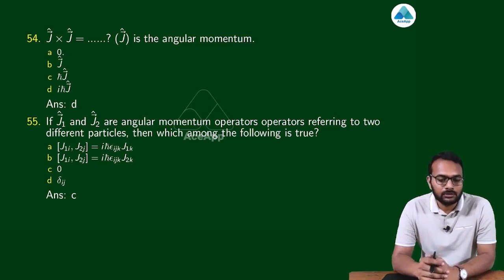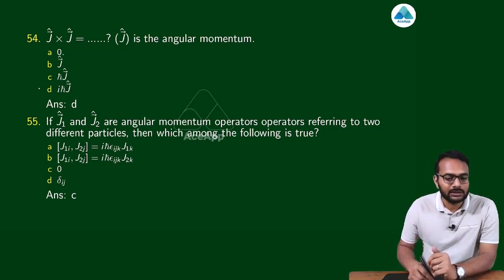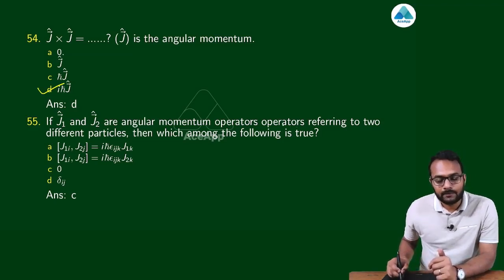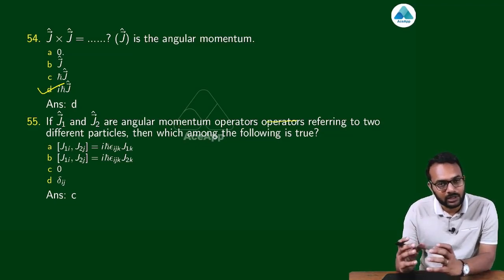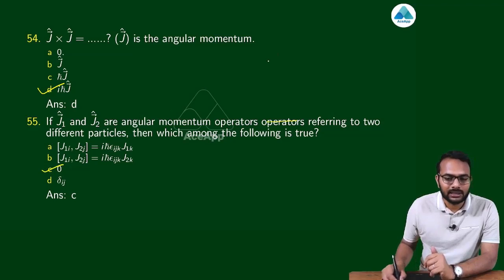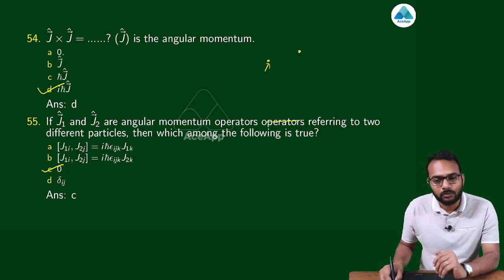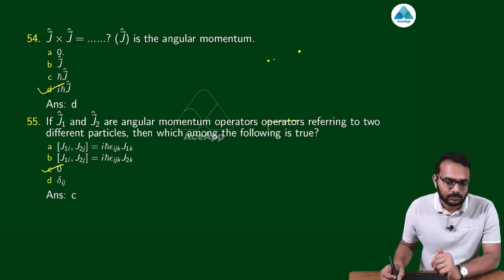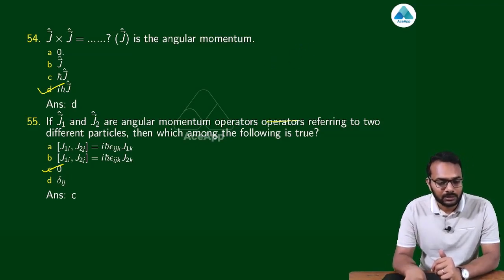j cross j is equal to j, angular momentum ഉണ്ടാകുമ്പോൾ നമ്മൾ കണ്ടു it's i h cross j, all right. This is a relation that we need to remember. If j1 and j2 are angular momentum operators referring to two different particles, then which among the following is true? Okay, നമുക്ക് അറിയാം രണ്ട് different particles ന്റെ angular momentum operators ആണെങ്കിൽ they have to commute with each other, okay, only then the total angular momentum operator will obey the usual angular momentum commutation relations, all right. Okay, ഇതിനെ വേറെ രീതിയിൽ പറയുകയാണെങ്കിൽ, there are two particles, the component of angular momentum of the first particle can be specified independently of the component of angular momentum of the second particle, okay. If they commute you can do that, all right. Okay, so it is zero.